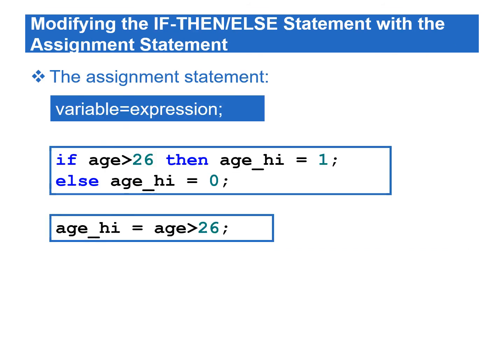When creating an indicator variable, we can use the if-then statement, like in the first example. We can modify the if-then statement by using the assignment statement, which was introduced in Chapter 1. The expression age greater than 26 is evaluated as 1 for observations with ages that are greater than 26, and the value 1 will then be assigned to age high. For observations with ages that are less than or equal to 26, age high will be assigned 0.